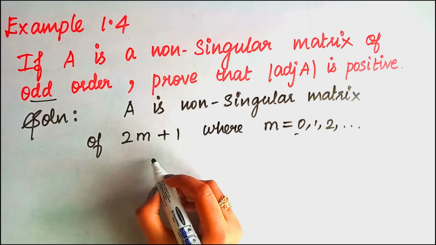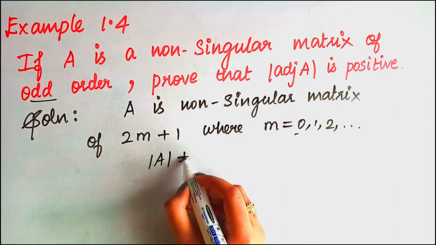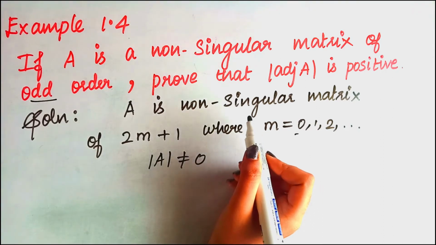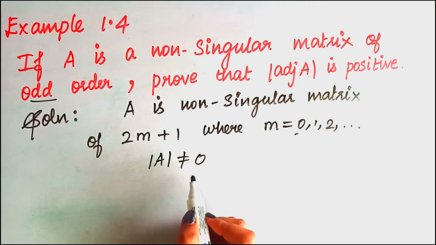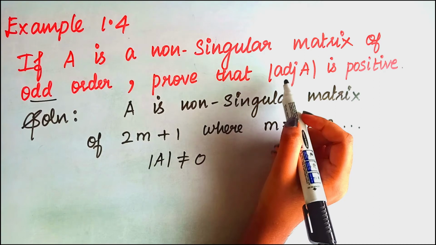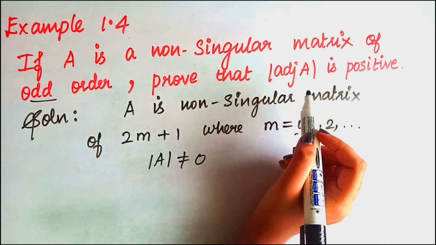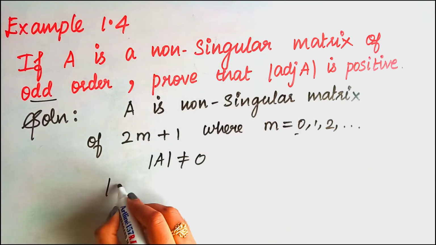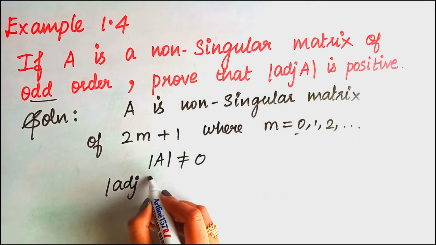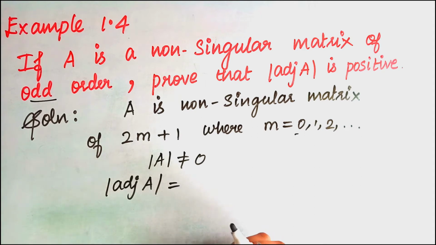And now we know that determinant of A is not equal to 0 because A is a non-singular matrix. Therefore, we can write that determinant of A is not equal to 0, right? Now we have to check whether determinant of adjoint A is positive. We have to prove that. For finding this, we have a formula in theorem 1.9, which I have given in my previous video. I will send that link in my description box so you can go check it out.